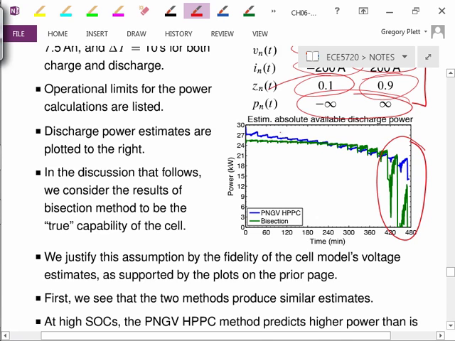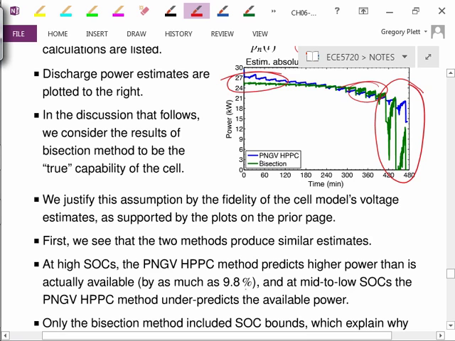But we do see that at high states of charge, the HPPC method overpredicts how much power is available. At lower states of charge, it seems to underpredict how much power is available, and by really quite a lot, by as much as almost 10%. In the middle range, we get quite similar predictions.